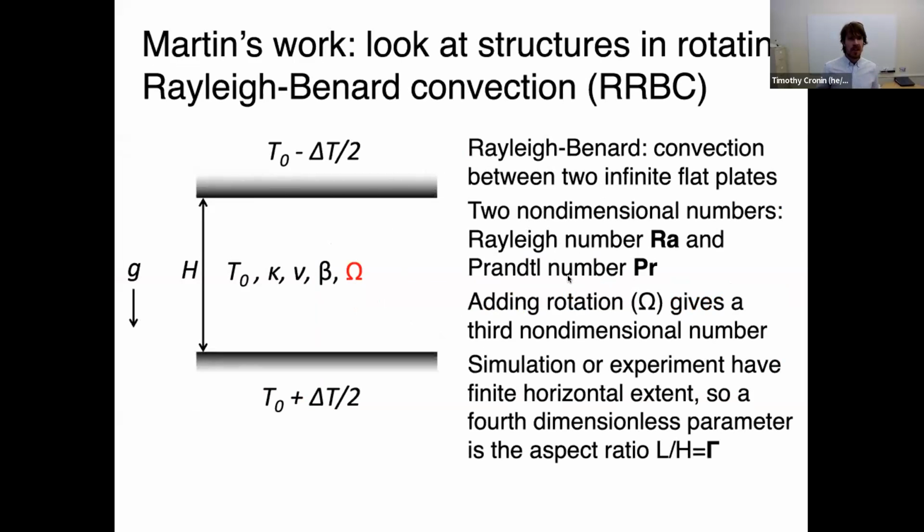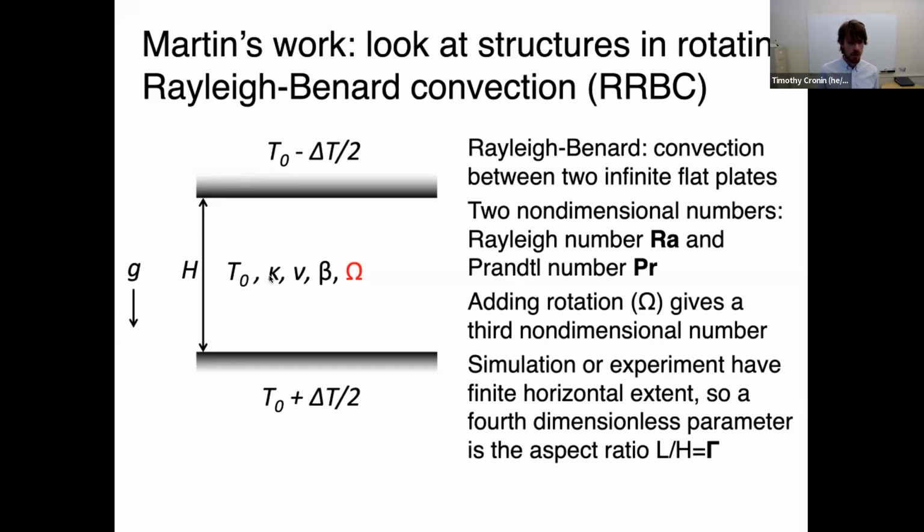Rayleigh-Benard convection is this canonical applied math, engineering, physics problem where you have convection of a homogeneous fluid between two infinite flat plates. There are a number of things that can vary in terms of how you set up the experiment. The classical setup is that you have a bottom plate that's held at a slightly warmer temperature than the top plate by some amount delta T. You're doing this experiment in a gravitational field. The plates are separated by a distance h, and the material properties of the fluid are important.